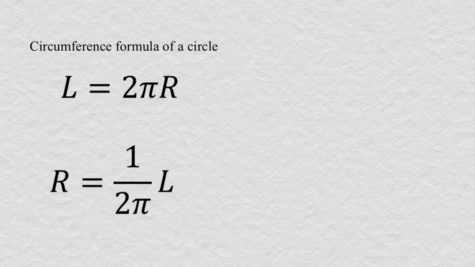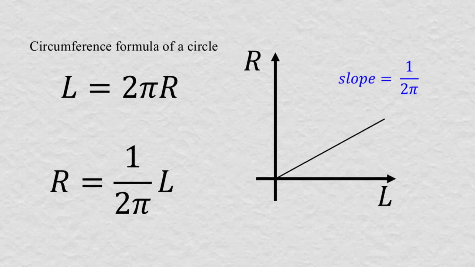When we rewrite this equation for the radius, we can write it like this. The graph will be drawn like this. The slope of this graph is about 0.16 yard, which means that when the circumference increases by 1 yard, the radius increases by 0.16 yard regardless of how large the current circumference of the circle is.